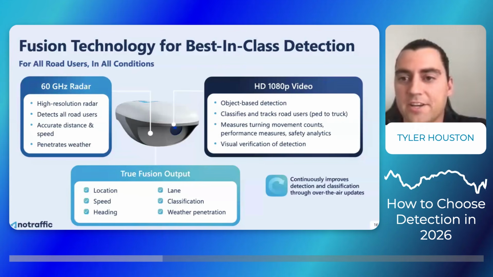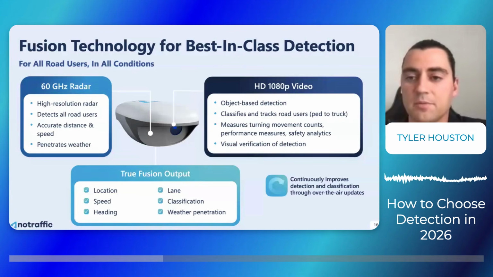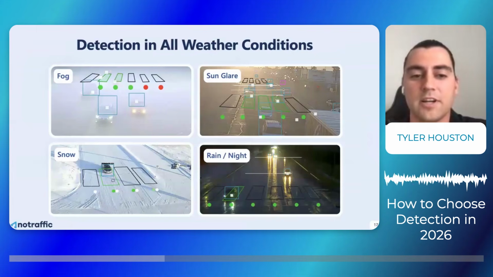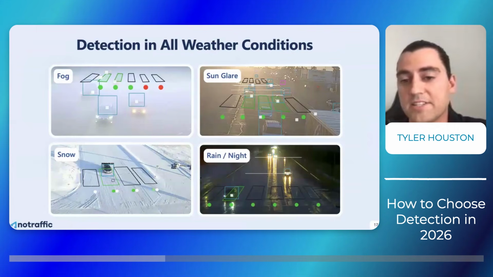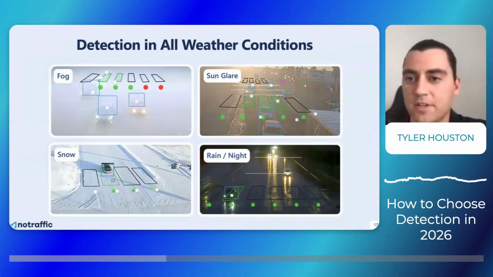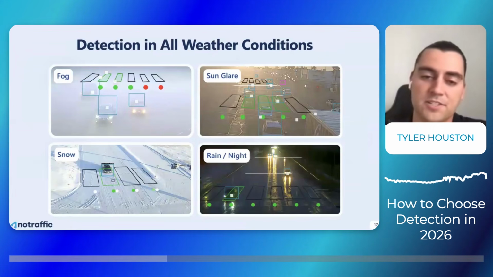Now, building on this accuracy in all different types of weather conditions, this could be anything that gets thrown at these sensors. So it could be things like fog, sun glare, snow, nighttime conditions, or even headlights at night, which can traditionally be challenges for existing video detection systems.